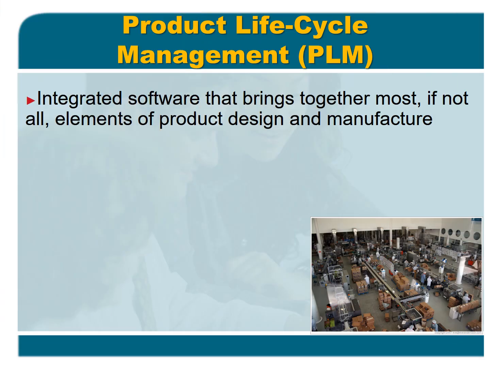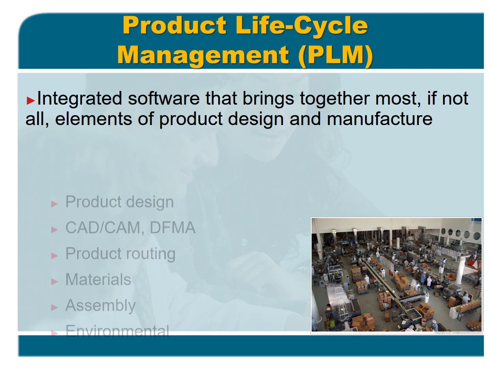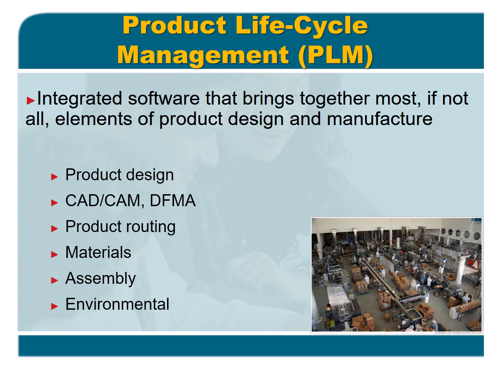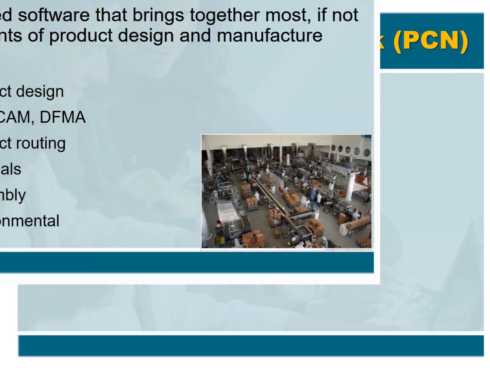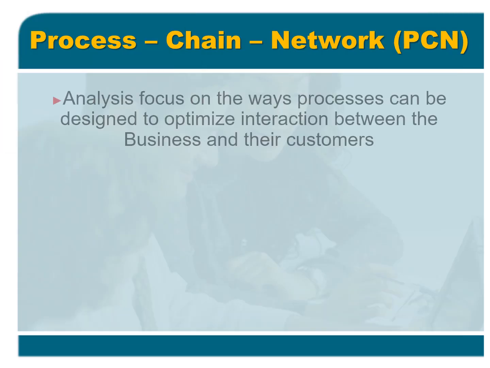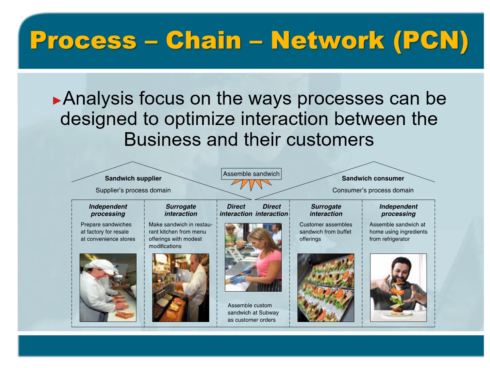Product lifecycle management is integrated software that brings together most, if not all, elements of a product design and manufacture. So, product design, CAD, CAM, product routing, materials, assembly, environmental information. The process chain network analysis focuses on the way processes can be designed to optimize interaction between the business and their customers. And again, I will leave this with you for a moment to review. Please pause if you want.